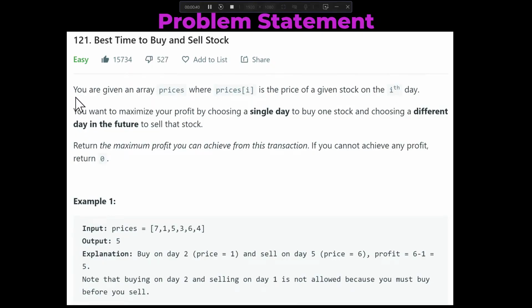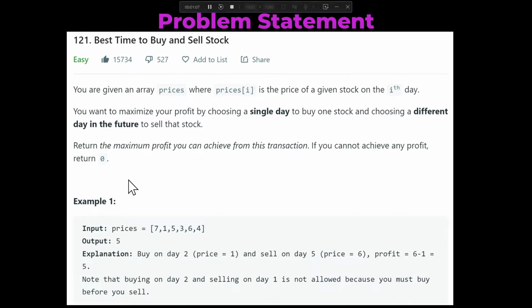So this is the problem. You are given an array of prices where prices[i] is the price of a given stock on the ith day. You want to maximize your profit by choosing a single day to buy one stock and choose a different day in the future to sell the stock. So this is the constraint. Return the maximum profit you can achieve from this transaction. If you can't achieve any profit, return 0.